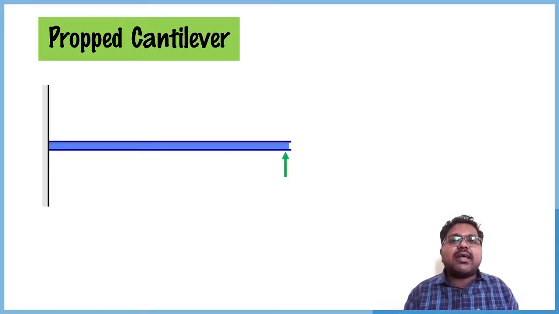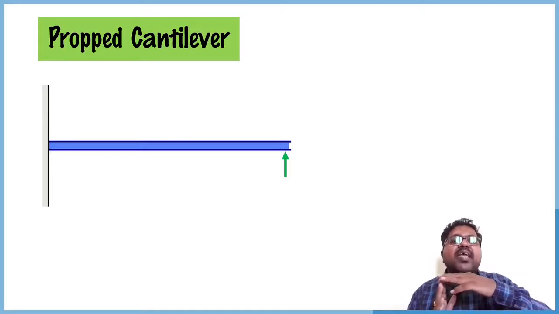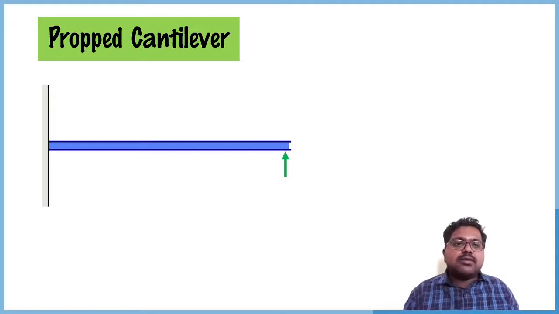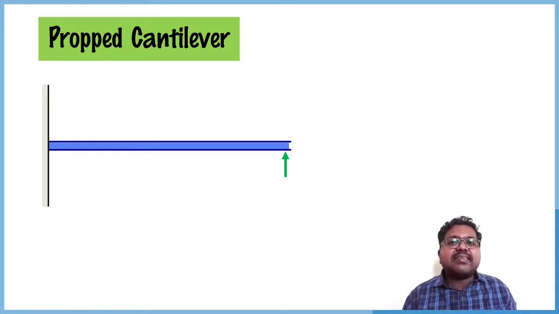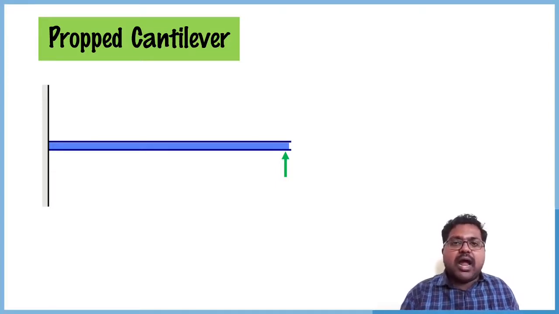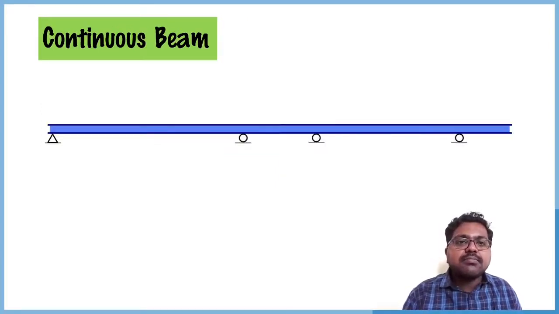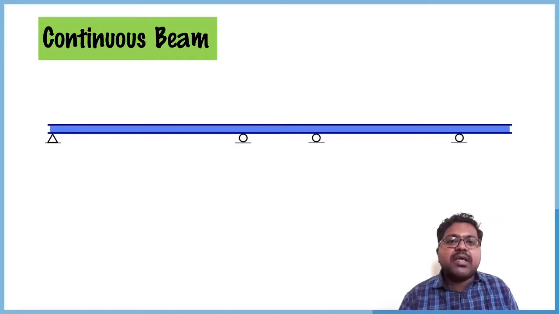A propped cantilever is a kind of cantilever beam which is supported with a simple support at its free end. So basically it is a type of cantilever beam, but the free end is supported with a simple support. Then it will be taken as a propped cantilever beam. And the last one is the continuous beam. A continuous beam means a beam which has more than 2 supports.